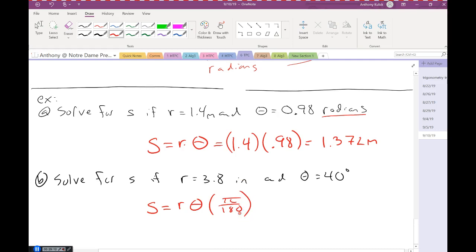Or you could think about converting the degrees into radians and then using the previous formula. Either way of approaching the problem is fine. I'm going to think about it as if I'm using the second formula. And when I type this in, I get about 2.653 inches.